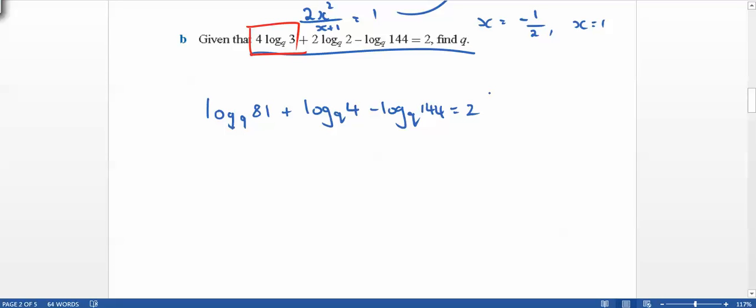Okay, let's apply our log laws on the left-hand side. 81 times 4 is 324. So I've got log to the base cube of 324. And of course, then I'm going to apply this rule here, which means we're dividing that by 144, equal to 2.